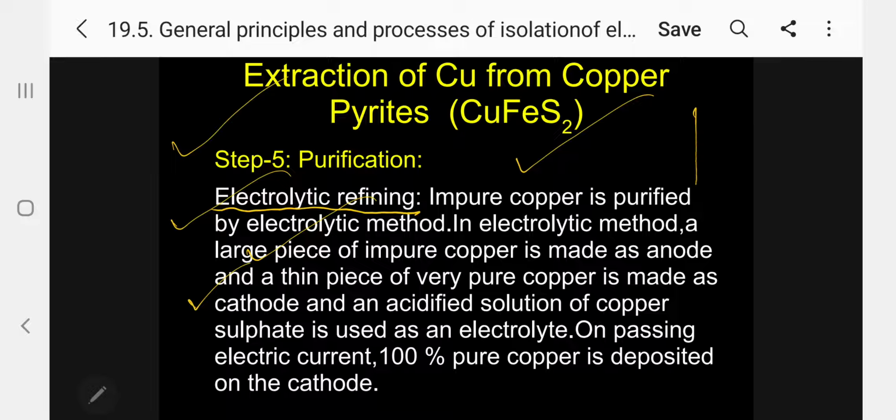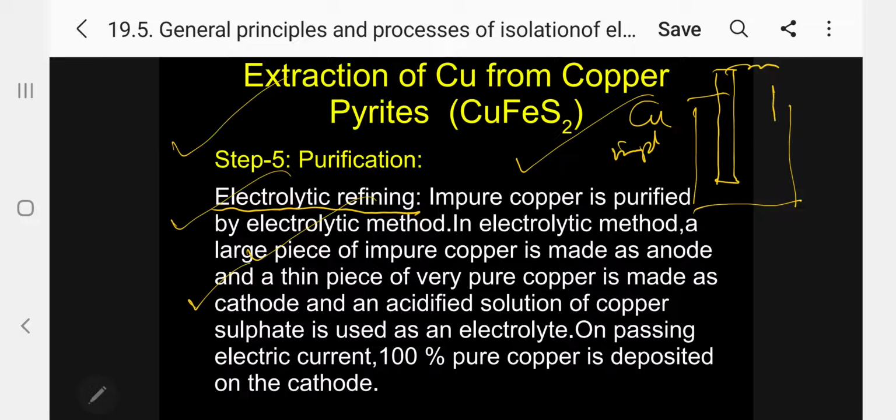So suppose we are taking a cell, kindly follow. And here the impure rod, this is impure copper, connected by a wire. This is pure copper again, this is pure, connected by a wire. Kindly follow. So here we are taking a suitable copper electrolyte.